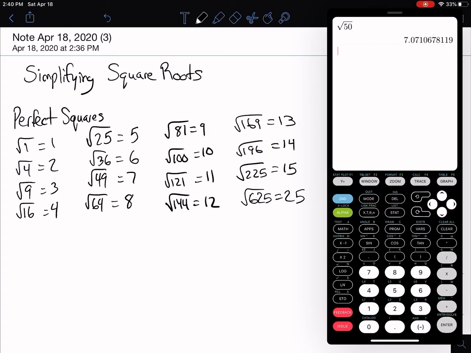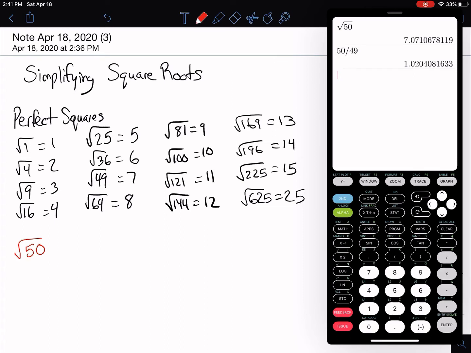So let's start with this problem here. Might as well start with radical 50. Starting with radical 50, I'm going to show you along with the calculator, we're going to divide 50 by perfect square numbers less than 50. So we have to start with the biggest number less than 50. The biggest number on this list less than 50 is 49. So we're going to start by dividing 50 by 49.